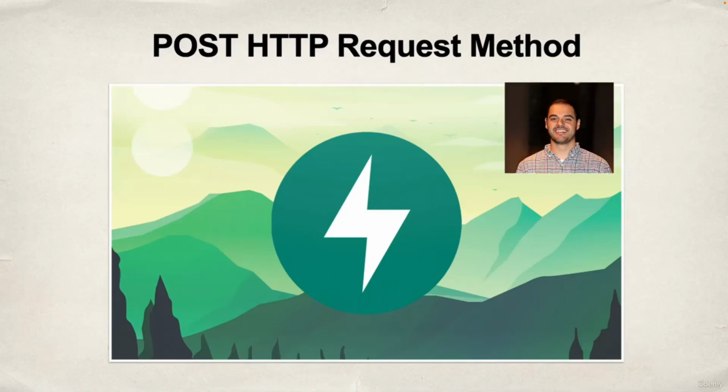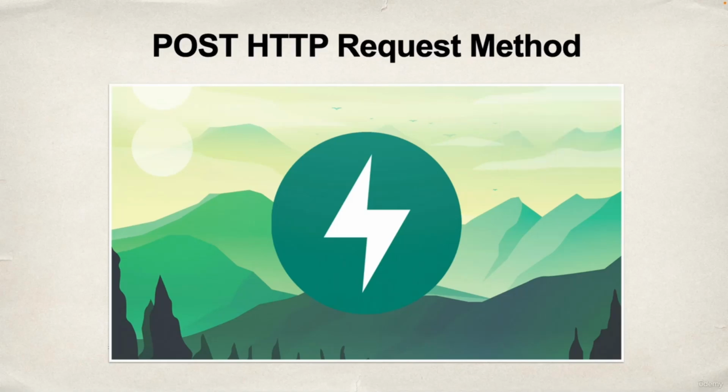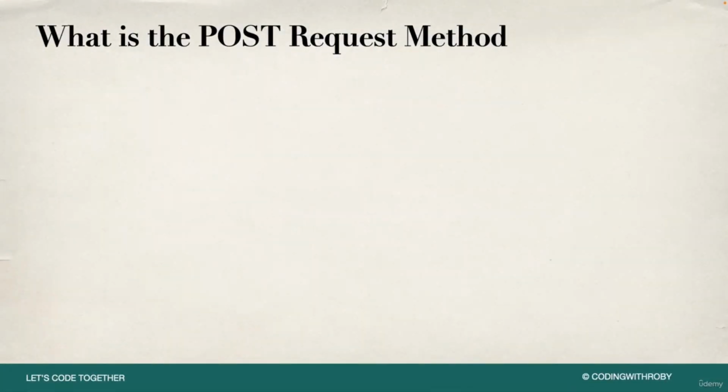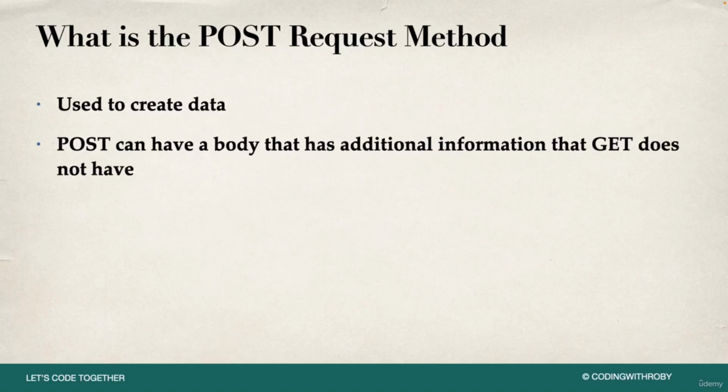All right, so far we've done get request methods using path parameters and query parameters. Now we're going to move on to a new HTTP request method known as a post request method. So what is a post request method? Well, a post request method is used to create data. Post can have a body that has additional information that GET requests do not have.